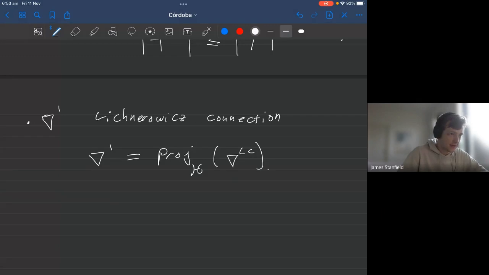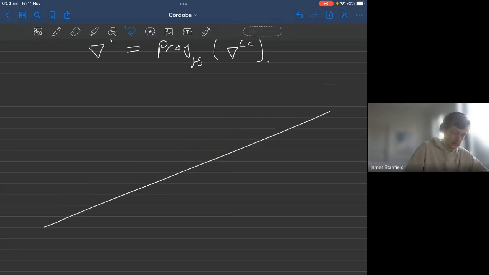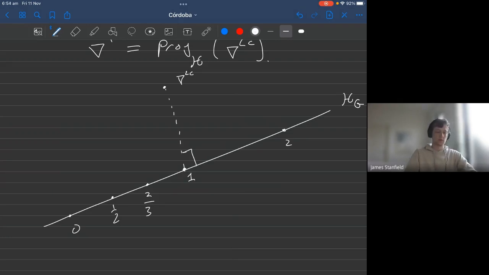So you've got these 5 distinguished connections that a priori didn't have anything to do with each other, all being collinear. Okay, so you've got this nice picture here. So this is H G, this is the non-Kähler picture, I suppose. This is S equals 1, 2, 0, 1/2, 2/3. Okay, and then you have the Levi-Civita connection sitting up here. And that projects orthogonally down to nabla 1. Okay, so remember this is Bismut, this is Chern, this is Lichnerowicz, this is the minimal one, and this is the projection of Levi-Civita.